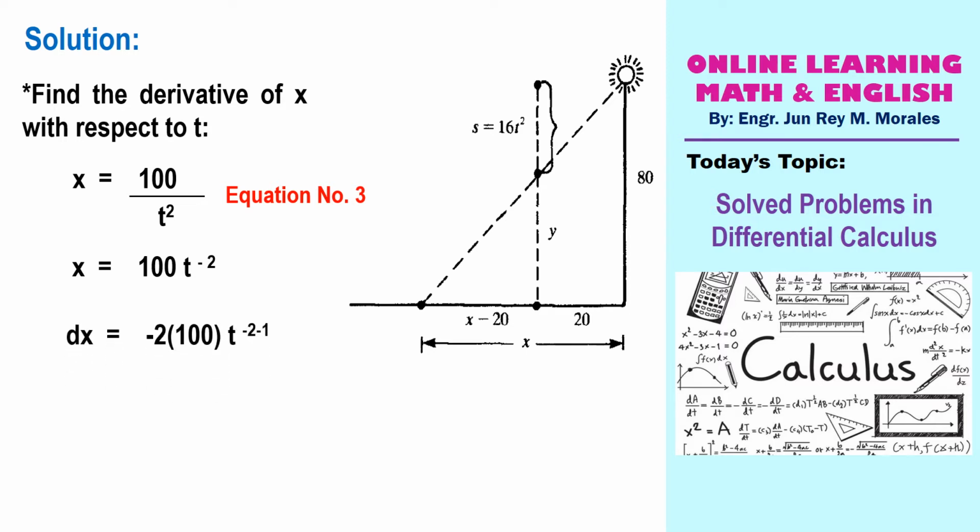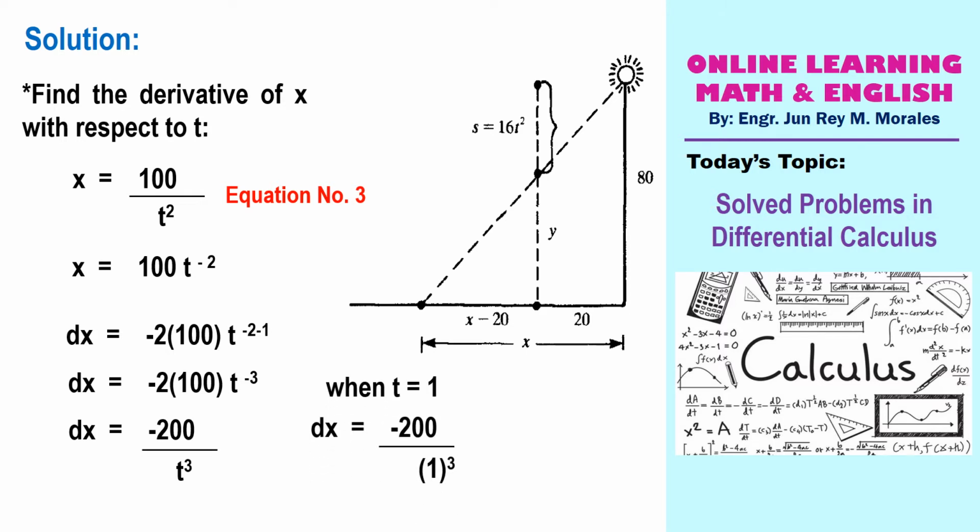Then we find the derivative of x. So, the derivative of x is equal to negative 200 divided by t cubed. When t is equal to 1, we find that the derivative of x is equal to negative 200. Therefore, the speed is 200 feet per second. The negative sign denotes that it is moving towards the pole.